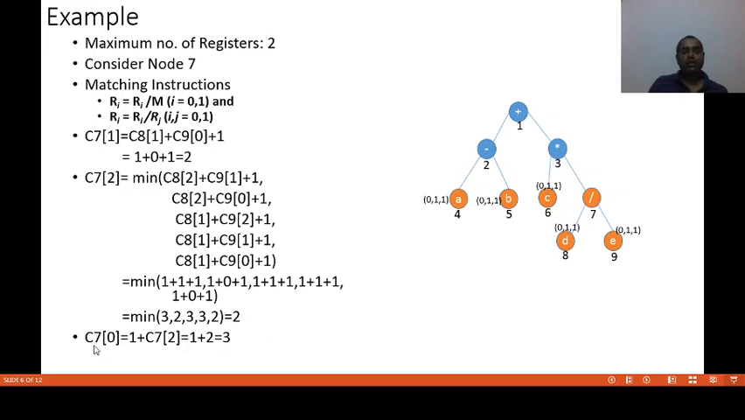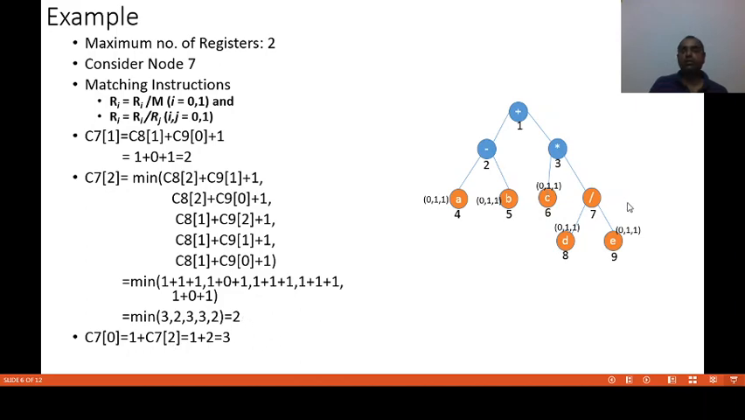Next, if I am evaluating node 7 by using 0 registers, it will be what? 1 plus C72, using 2 registers. The meaning of this is what? If I am using 2 registers to evaluate this node, and after evaluating I am releasing both registers, then it will be what? Using 2 registers to evaluate node 7 and releasing those registers plus storing cost. That will be what? 1 plus C72 is what? 2. 1 plus 2, that becomes 3.